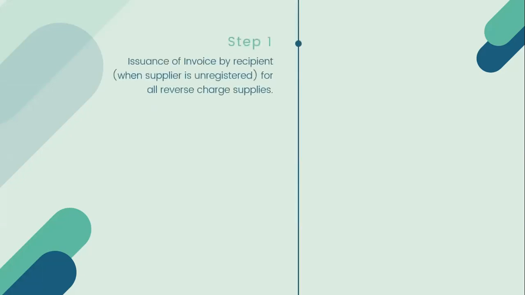Now let's see step by step on how the whole reverse charge mechanism works. Step 1. Issuance of invoice by recipient for all reverse charge supplies. The recipient will issue the invoice when the supplier is unregistered. If the supplier is registered, then the invoice will be issued by the supplier himself.